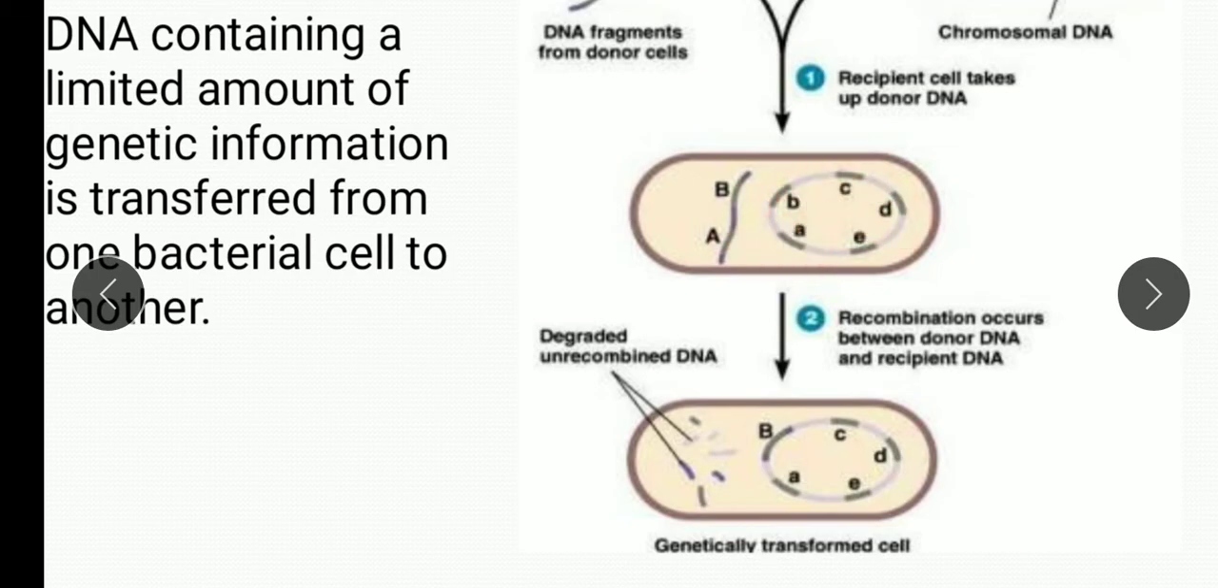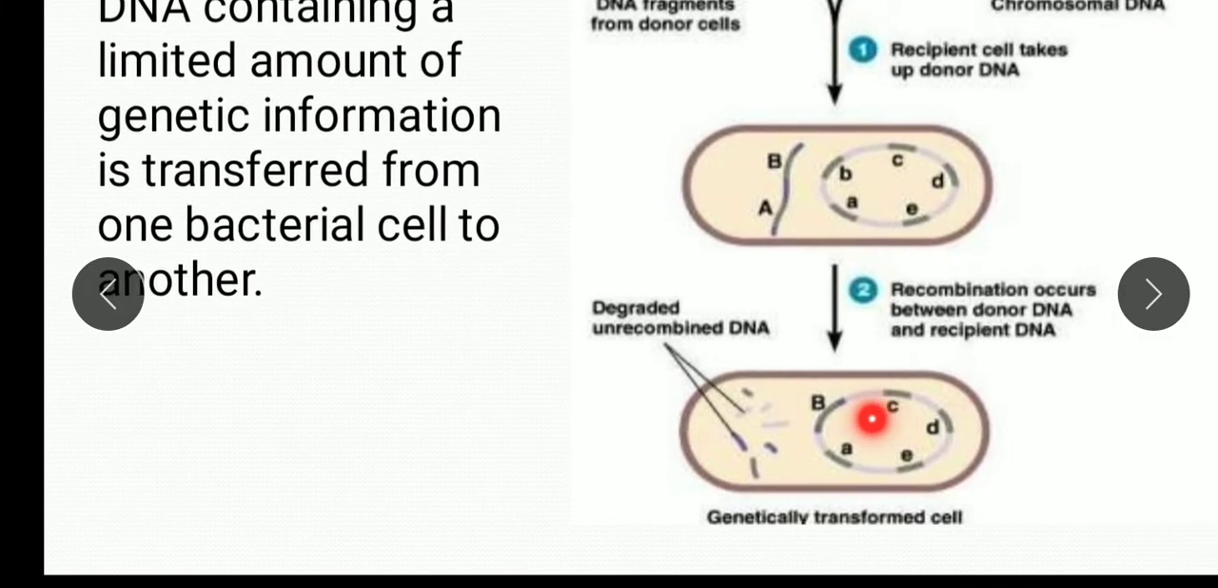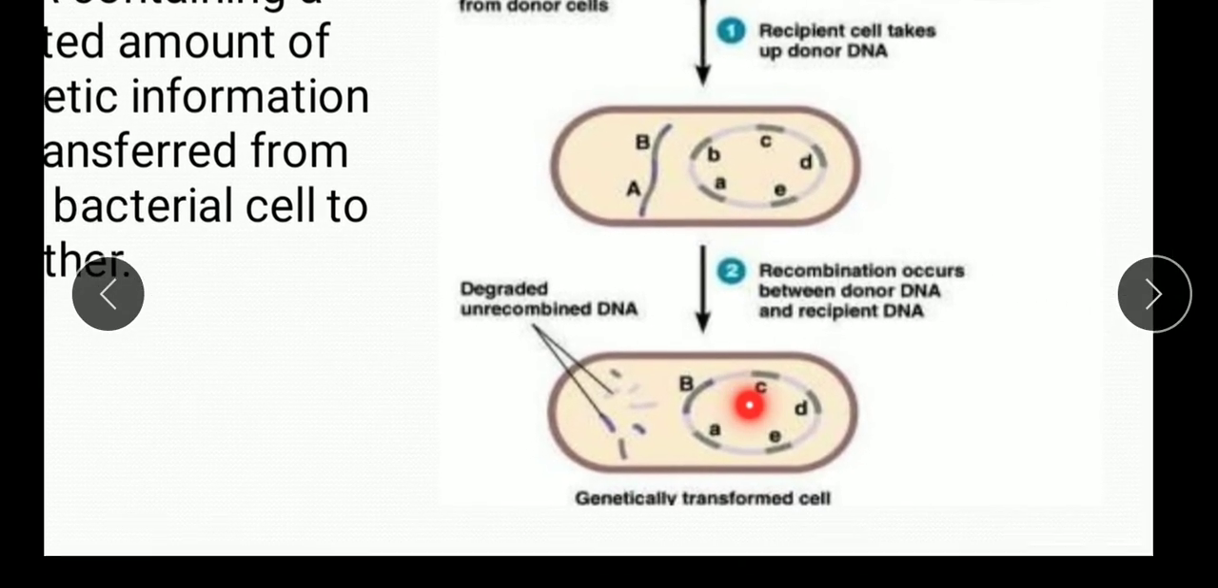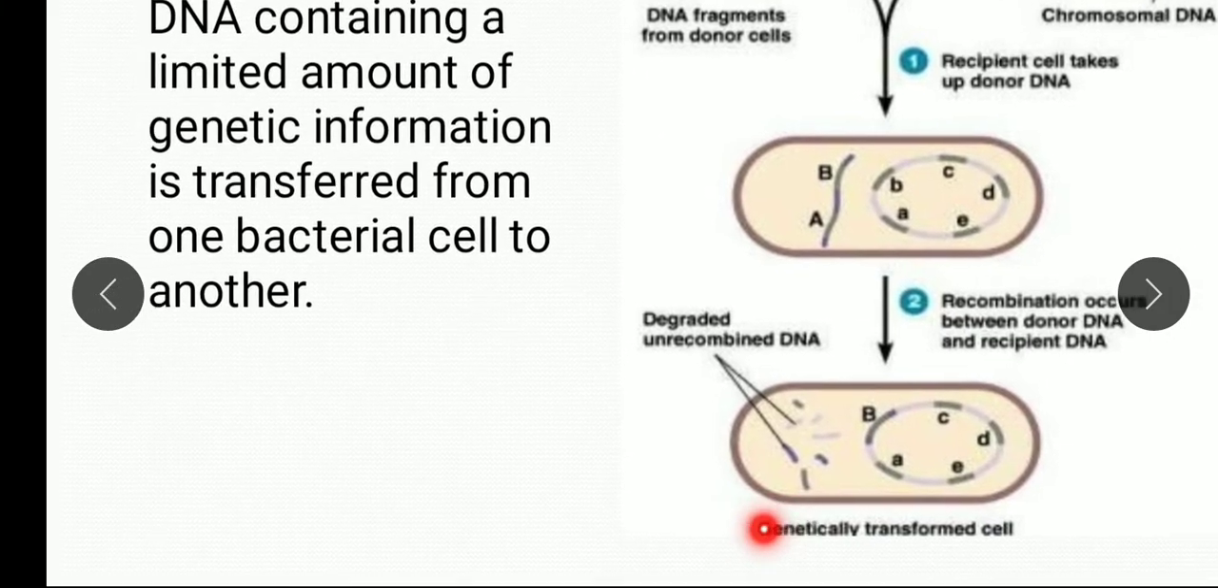Both undergo recombination. The unrecombined DNA is degraded, and after recombination you can see this part of the DNA, which one? This is from the donor. Now it is part of the host DNA. Understood? That is the recipient DNA. So this cell now contains its own DNA along with the DNA from the donor cell also. Understood? So this is a genetically transformed cell.